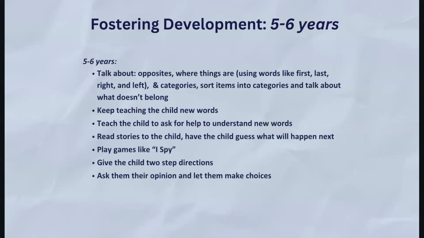Fostering development, 5 to 6 years. Talk about opposites, where things are, like use words first, last, behind, right, left, and different categories that you can sort into. Keep teaching your child new words. Don't simplify your language just because they might not know a word. They can figure out a lot from context. So you can always pause and explain what the word means.